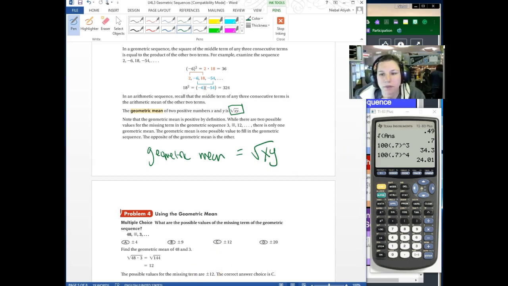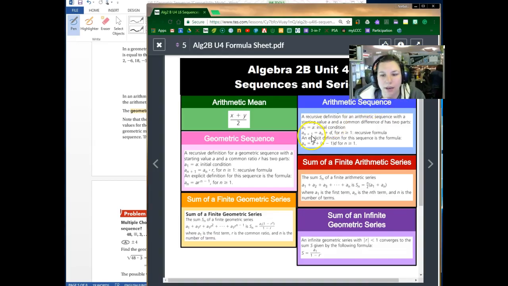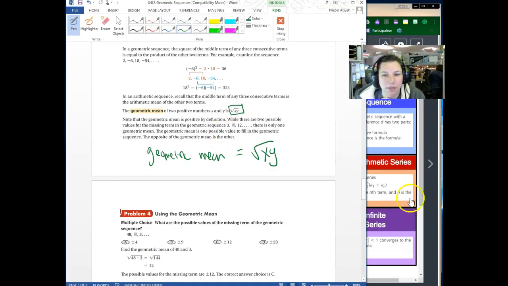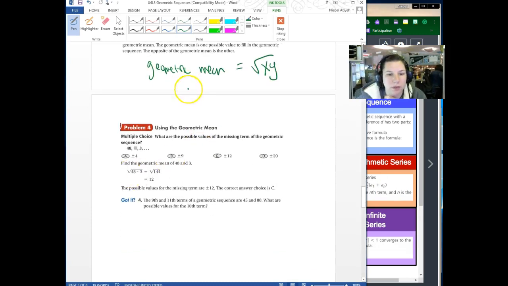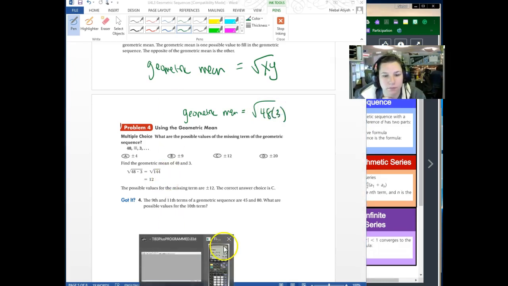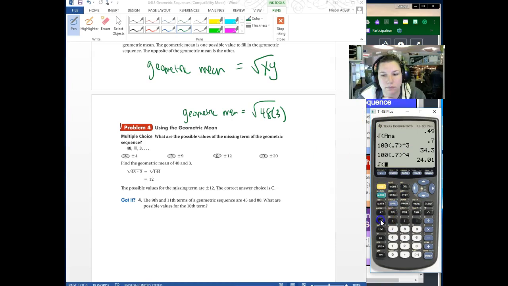That one I don't believe is on your formula sheet, so you can add it to it. You want to write it in at the bottom. Geometric mean is going to be the square root of x times y. So for this one, the geometric mean would be the square root of 48 times 3. Okay, so it's going to be 12.